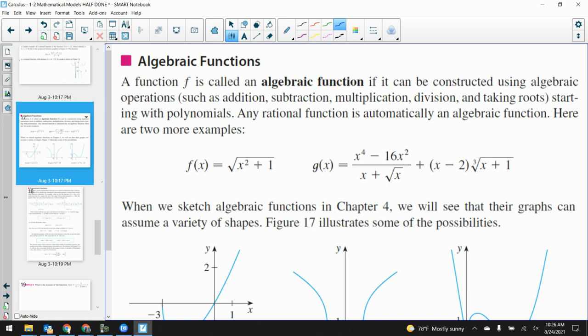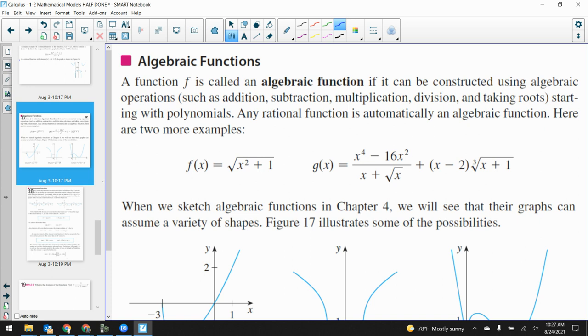And then we have this thing that is kind of like a hodgepodge of stuff. Any other type of function that you could add or subtract, we'll just call those algebraic functions. A function f is called an algebraic function if it can be constructed using algebraic operations and taking roots, starting with polynomials. So if you have a mix of types of functions, and you're adding them and subtracting them or dividing them or whatever, you could call that an algebraic function.